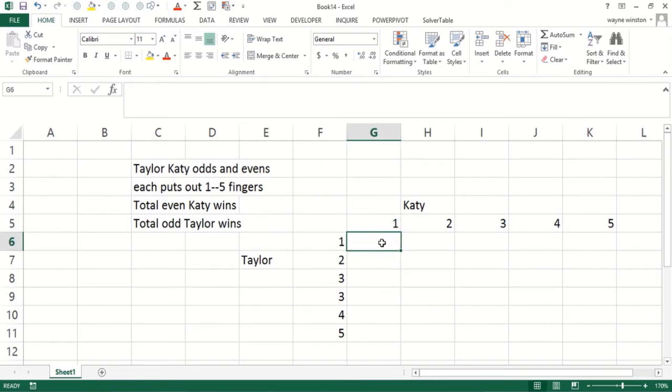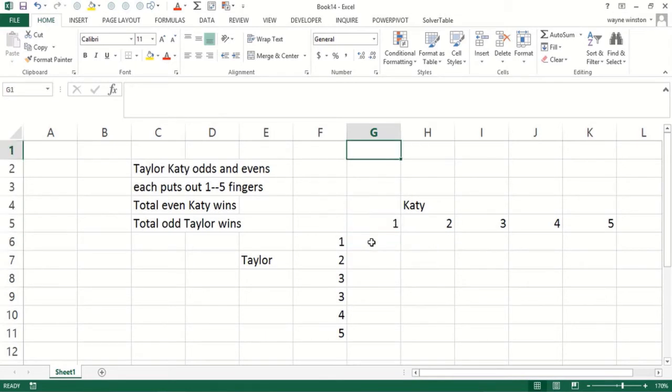So like Taylor, if the total's even, Katy wins. So I should put the word Katy here, because Taylor put out 1 and Katy put out 1. If Taylor put out 1 and Katy put out 2, the total's odd, so I should put Taylor. And I could do this up to 10 fingers, 20 fingers, and we don't want to manually fill this in. In other words, this should say Katy, this should say Taylor, etc. Now, can I automate this procedure?